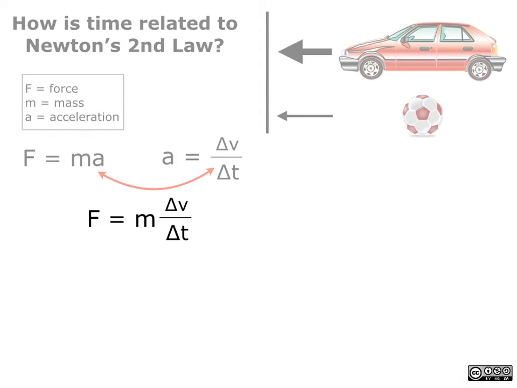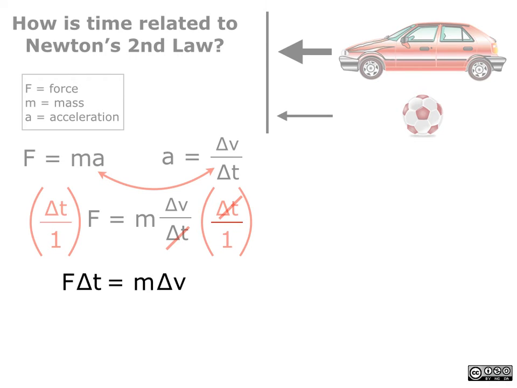If we want to get rid of delta t as a denominator, we multiply both sides of the equation by delta t over 1. The delta t's will cancel out and we will be left with force times the change in time is equal to the mass times the change in velocity. We measure this in newton-seconds. This, the force times the change in time, is what we call impulse. Impulse causes a change in velocity.